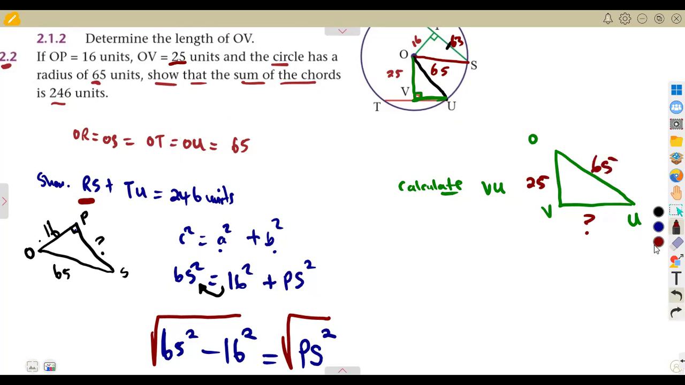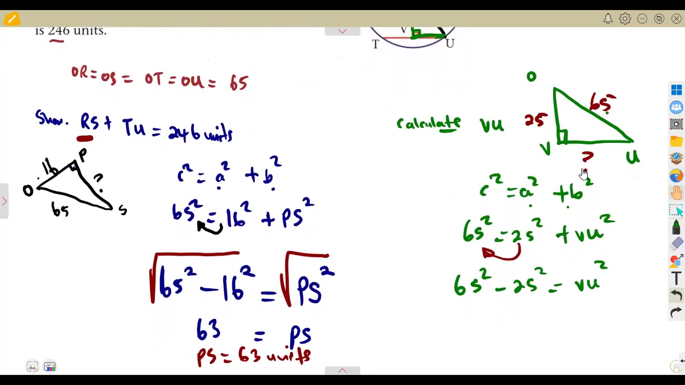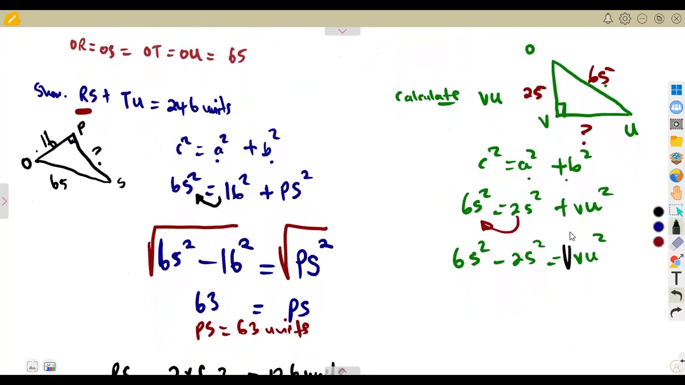So again, Pythagoras theorem can be used to calculate this VU. Remember, C squared is equal to A squared plus B squared, and the hypotenuse, the one opposite the 90 degrees, is 65. So that's 65 squared equals A squared plus B squared, which are the shorter sides. So we've got 25 squared plus VU squared, which is the one we want to calculate. Transposing the 25 squared to the left-hand side, we subtract it. So it's 65 squared minus 25 squared is VU squared. How now am I going to calculate the value of VU? I'm just going to introduce the square root on both sides, so that means I have got the length of VU.